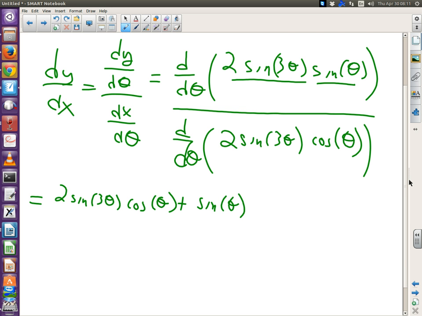How do you do 2 sine u? Chain rule, right? So the derivative of sine of stuff is cosine of stuff times the derivative of the stuff, which is 3, but you had a 2, so 6. Does that sound right?